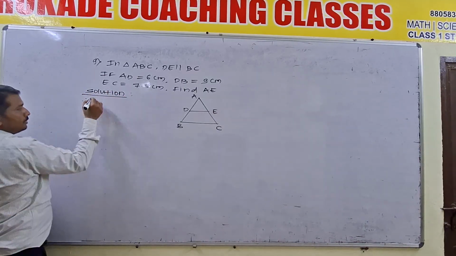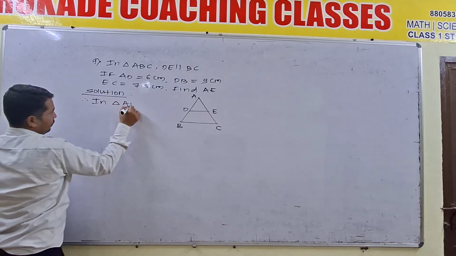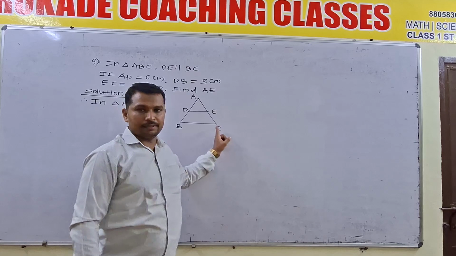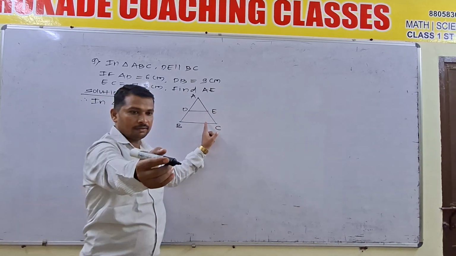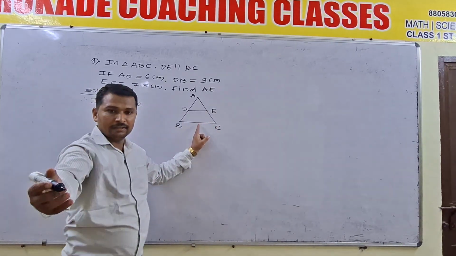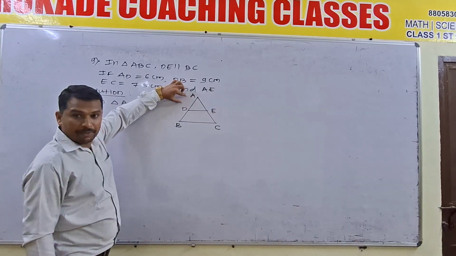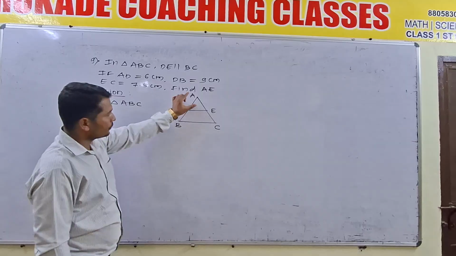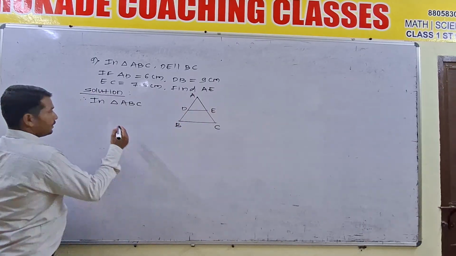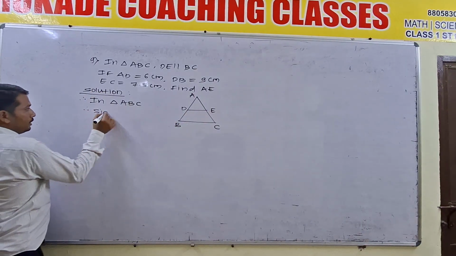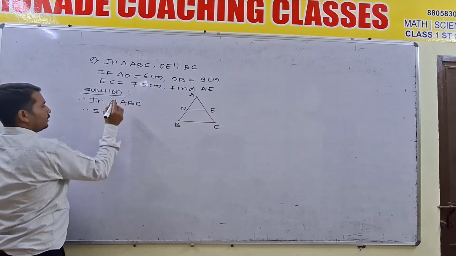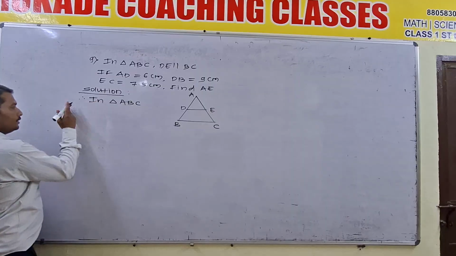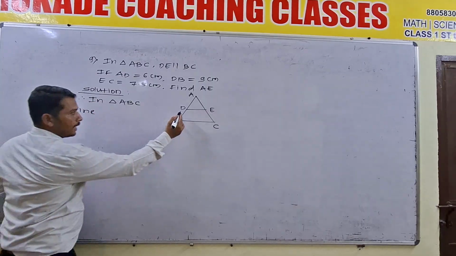First, in triangle ABC, which line is parallel? DE is parallel to side BC. Write down here: by BPT, AD upon DB is equal to AE upon EC. So write down here again, side BC, line DE parallel to BC.